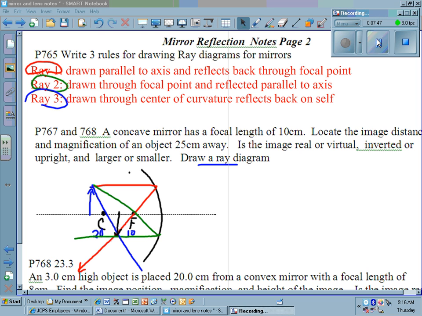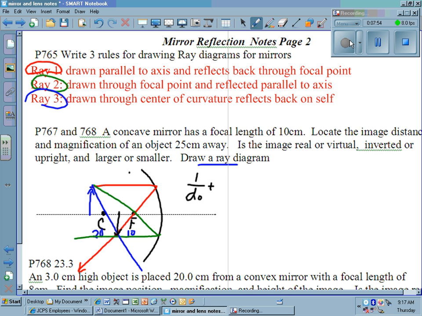All right, good job, Emily. To find the image distance, I'm going to use 1 over do plus 1 over di equals 1 over f. And it says it has a focal length of 10, so I'm going to go ahead and put in my 1 over 10 here. It says locate the image distance, so I'm looking for di. I'm going to put my di back in the formula here. For my object distance, it says it's 25 centimeters away, so I'm going to put in a 25 here.